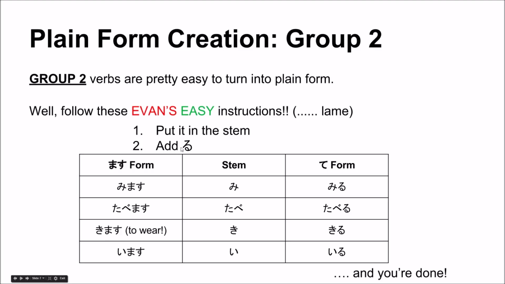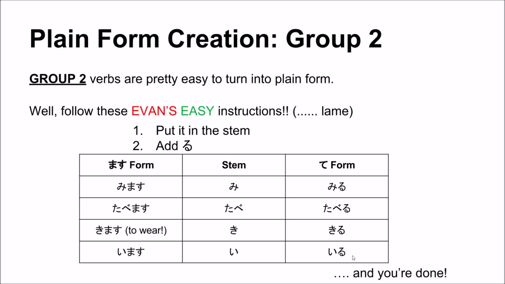And then after the stem, just tack on ru, and you're done. Just mimasu, kill the mas. You get the stem is mi. Add ru, miru, miru. It's that easy. Tabemasu, tabe is the stem. Just tack on ru, taberu. To wear clothing, kimasu, ki, kiru. Imasu, to be in a location, iru. It's that easy.